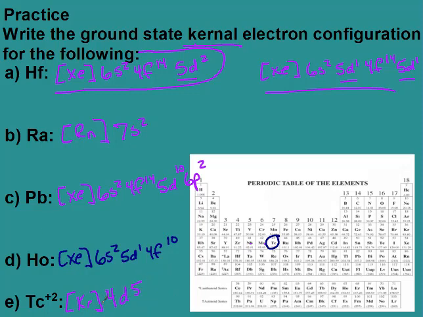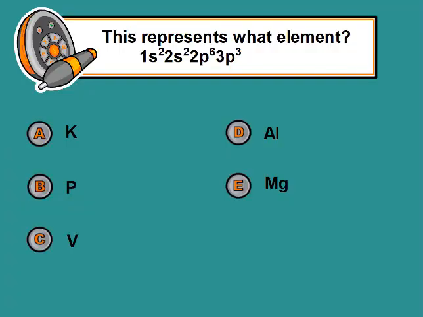I'm going to pause the video, figure out what element this represents. Notice that there are missing pieces in this. This is what we refer to as an excited state, because there is no 3s. Restart when you have your answer.